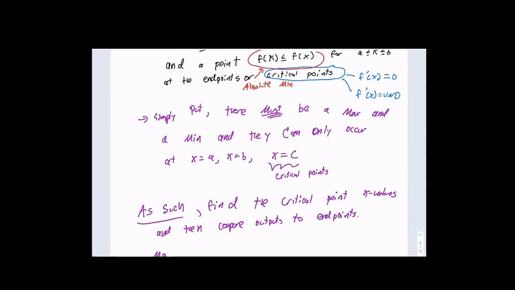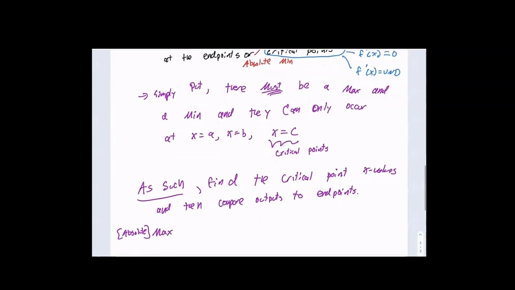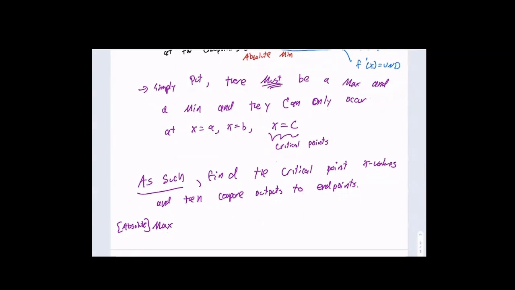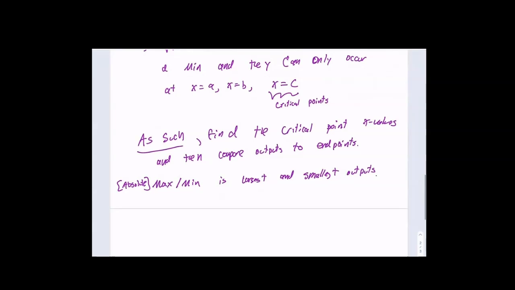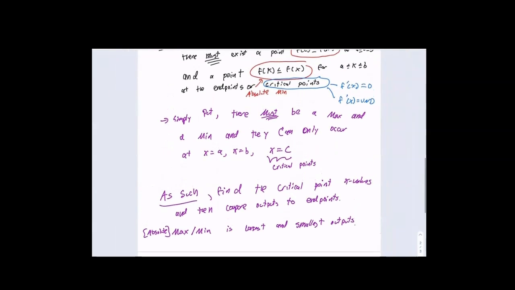When I say the word max, please note that I always mean absolute max, but we will just say the word max, and the same thing with min. So when I say the max or the min, I really mean the absolute max or min, the largest and smallest outputs. Sounds a lot more complicated than it actually is.